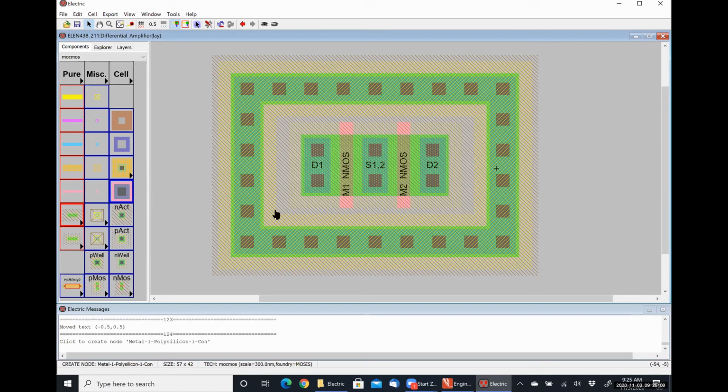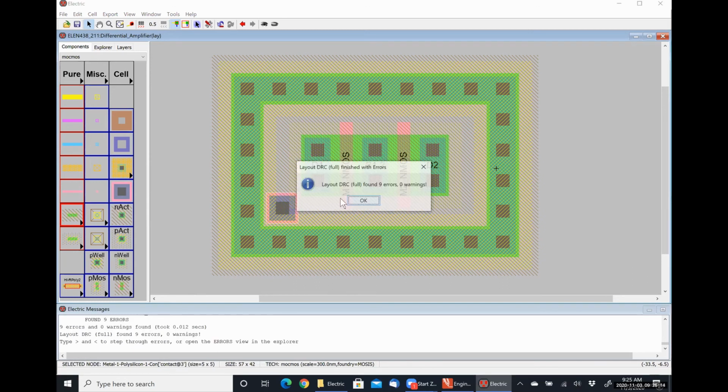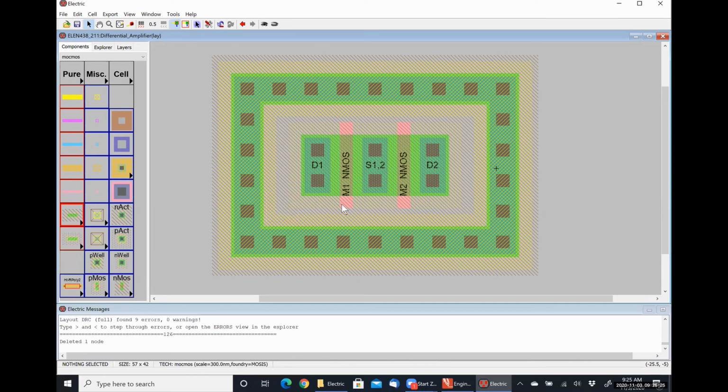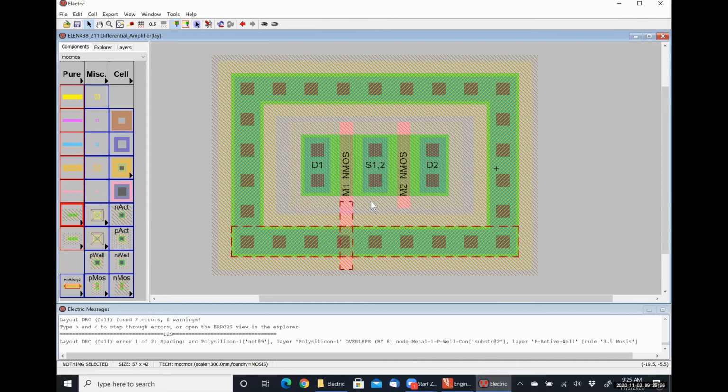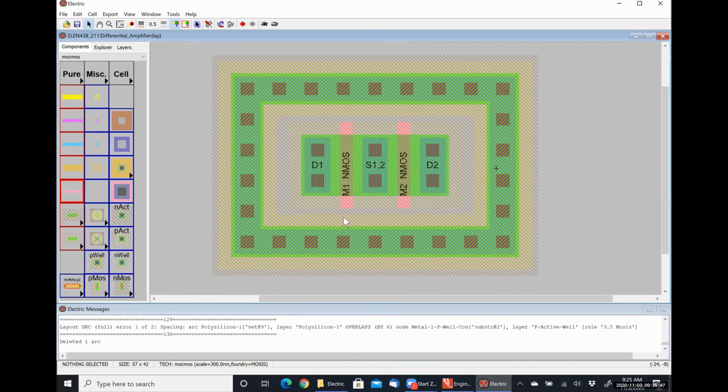So if I were to put a contact here, I'm willing to bet I get, yep, lots and lots of errors. And if I try to run poly across this, I'd be willing to bet that I get errors as well. Yeah, so the poly and the metal one and all that kind of stuff. So what does that mean for me?